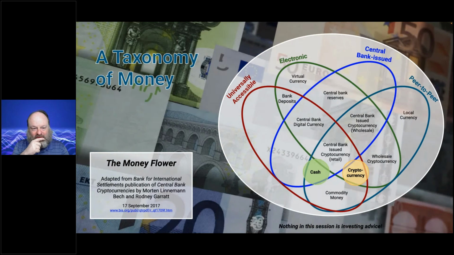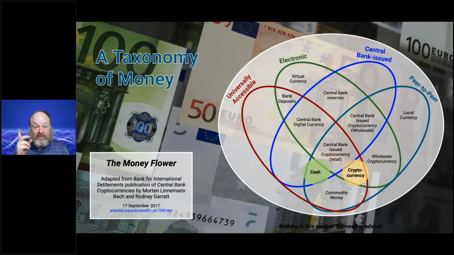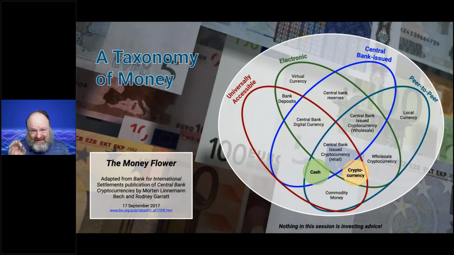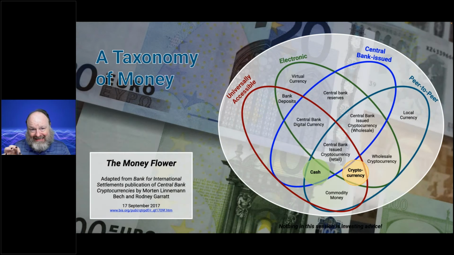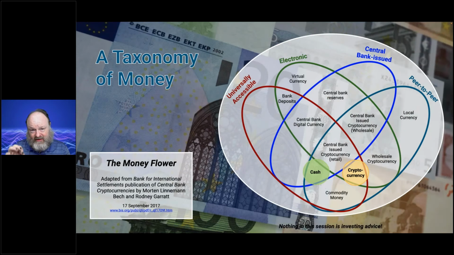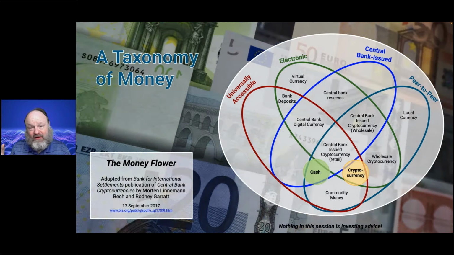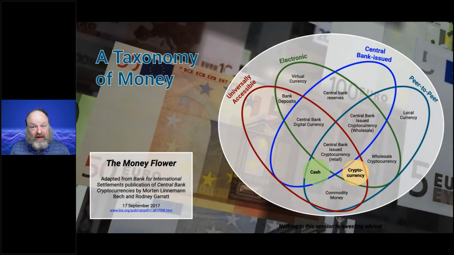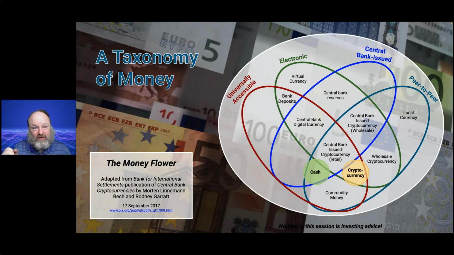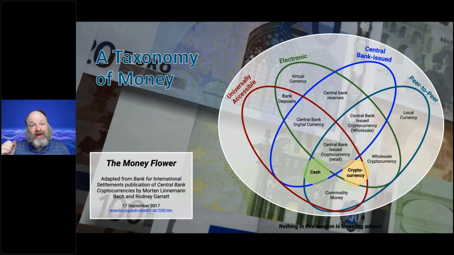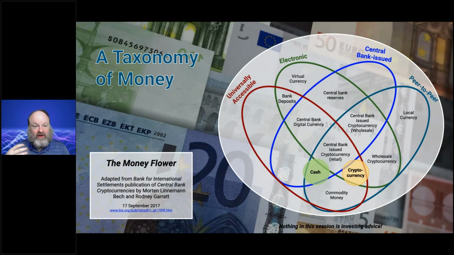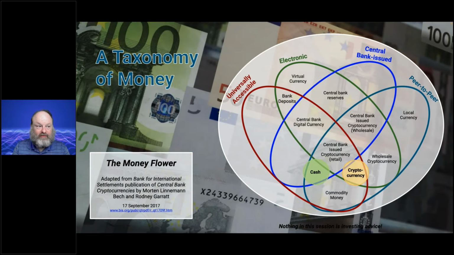This also lists bank deposits there in the upper left-hand corner, saying it's universally accessible. I disagree with that because there are a lot of people that don't have access to banks, and that's one thing about cryptocurrency: technically anybody that has access to a computer or a smartphone can have access to cryptocurrency, even if they don't have access to a bank. So cryptocurrency is more accessible than banks and other types of currency.